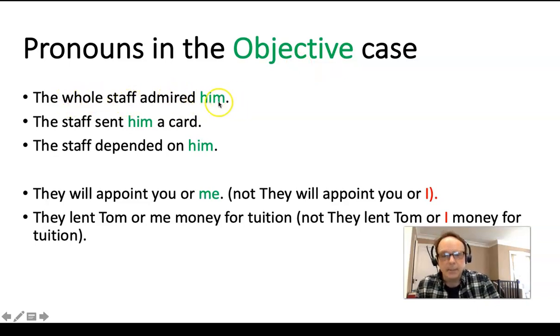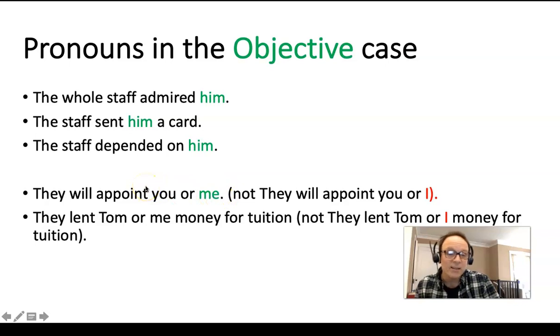And finally, in the objective case, I have one more. The whole staff admired him. See how we can say it's the object. The staff is a subject, and they admired him. But if you reverse this and put him as a subject, you would say he was admired by the staff. The staff sent him a card. The staff depended on him. Again, staff is our subject, and him is an object. They will not appoint you or me, or they will appoint you or me, not they will appoint you or I, because they is a subject and me is an object.